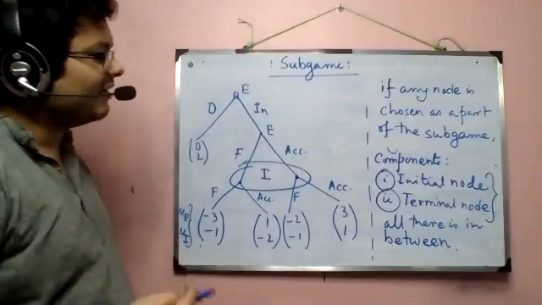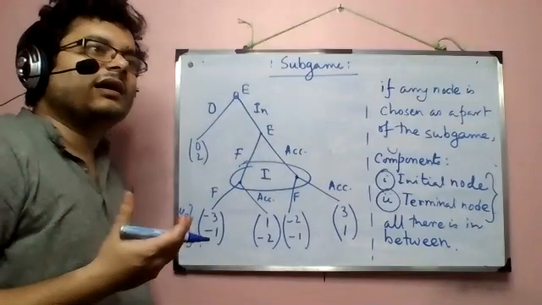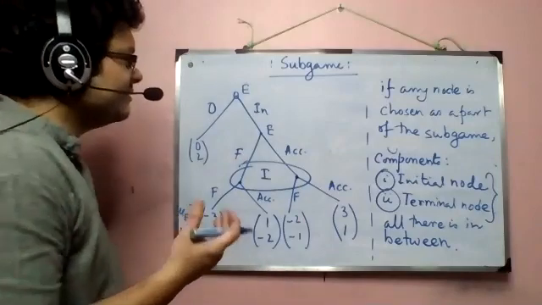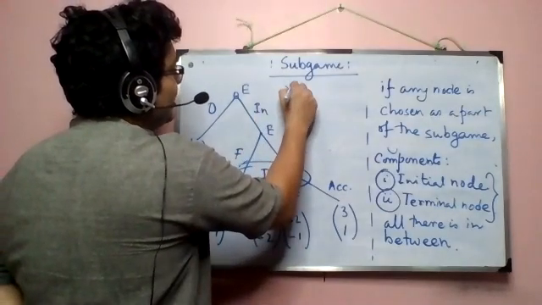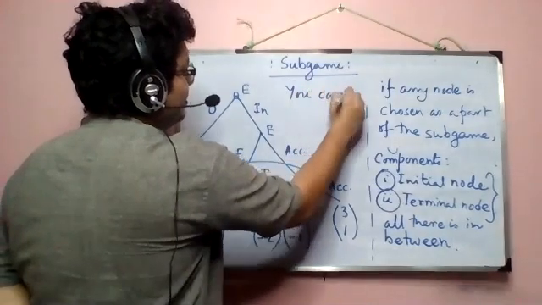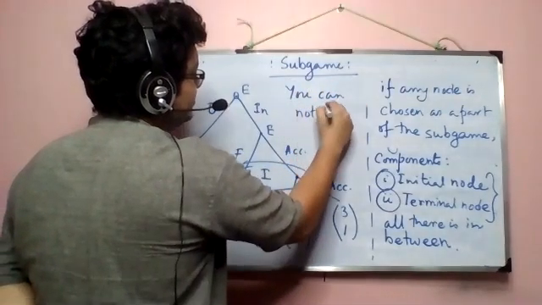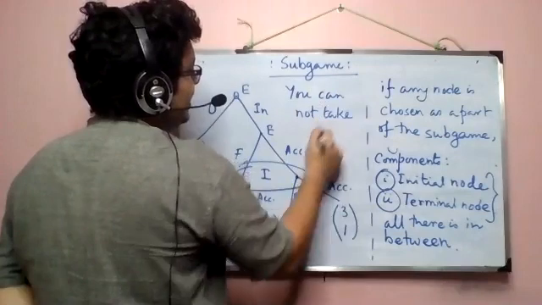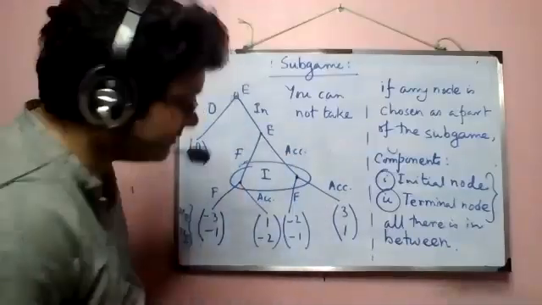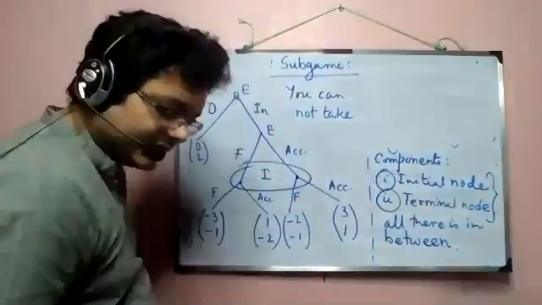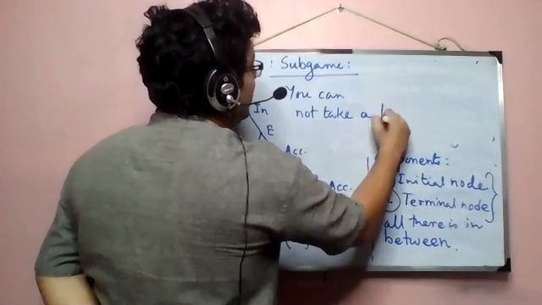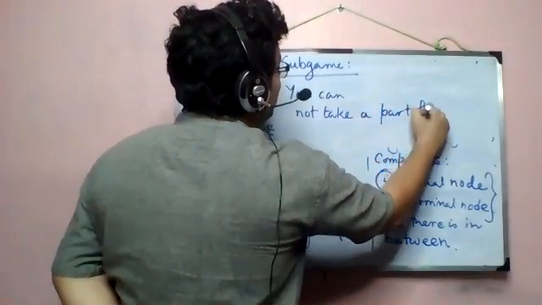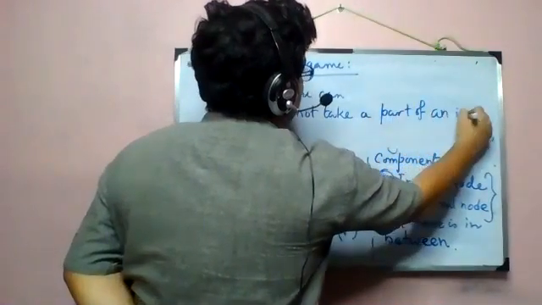Now this condition basically tells us a very simple sentence, and that sentence is this: you cannot take a part of an information set.